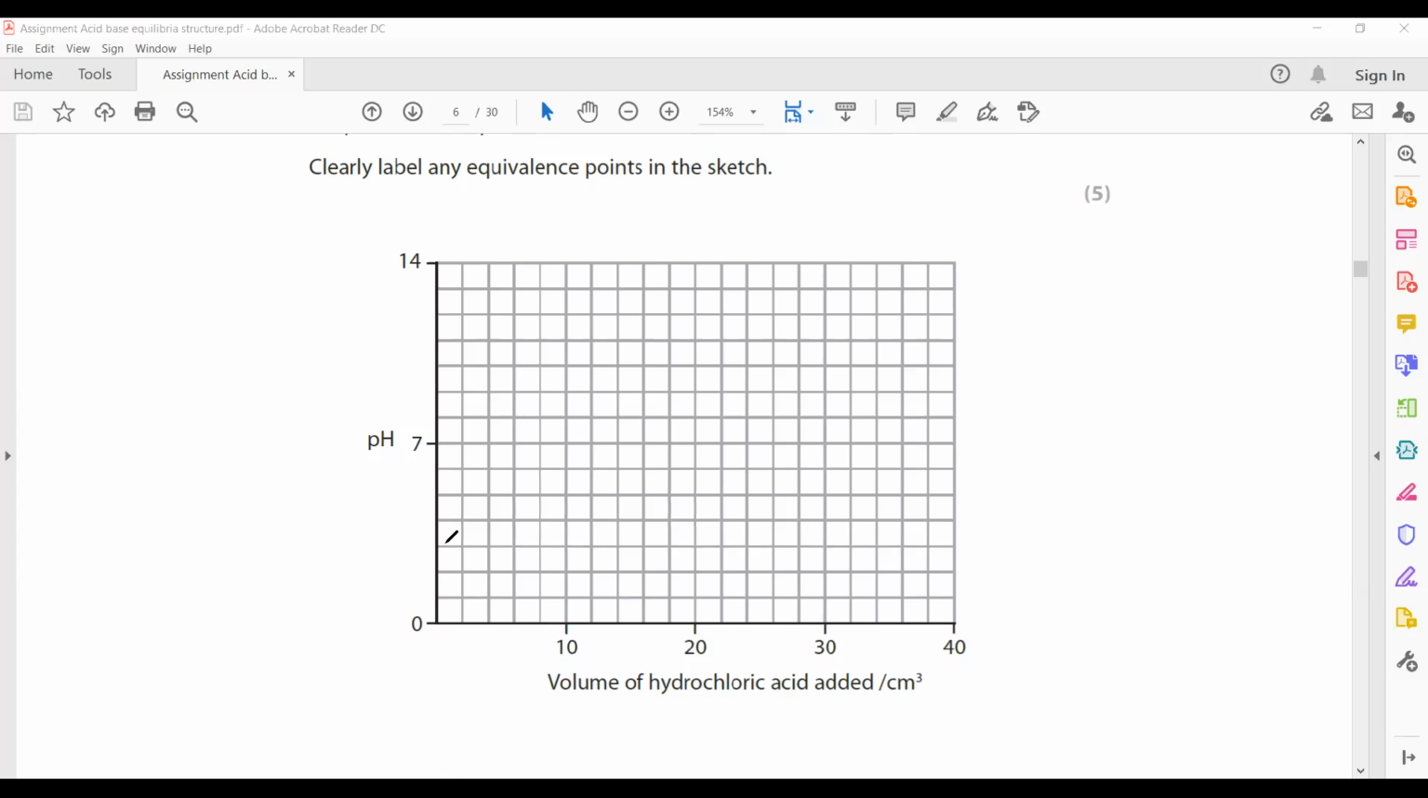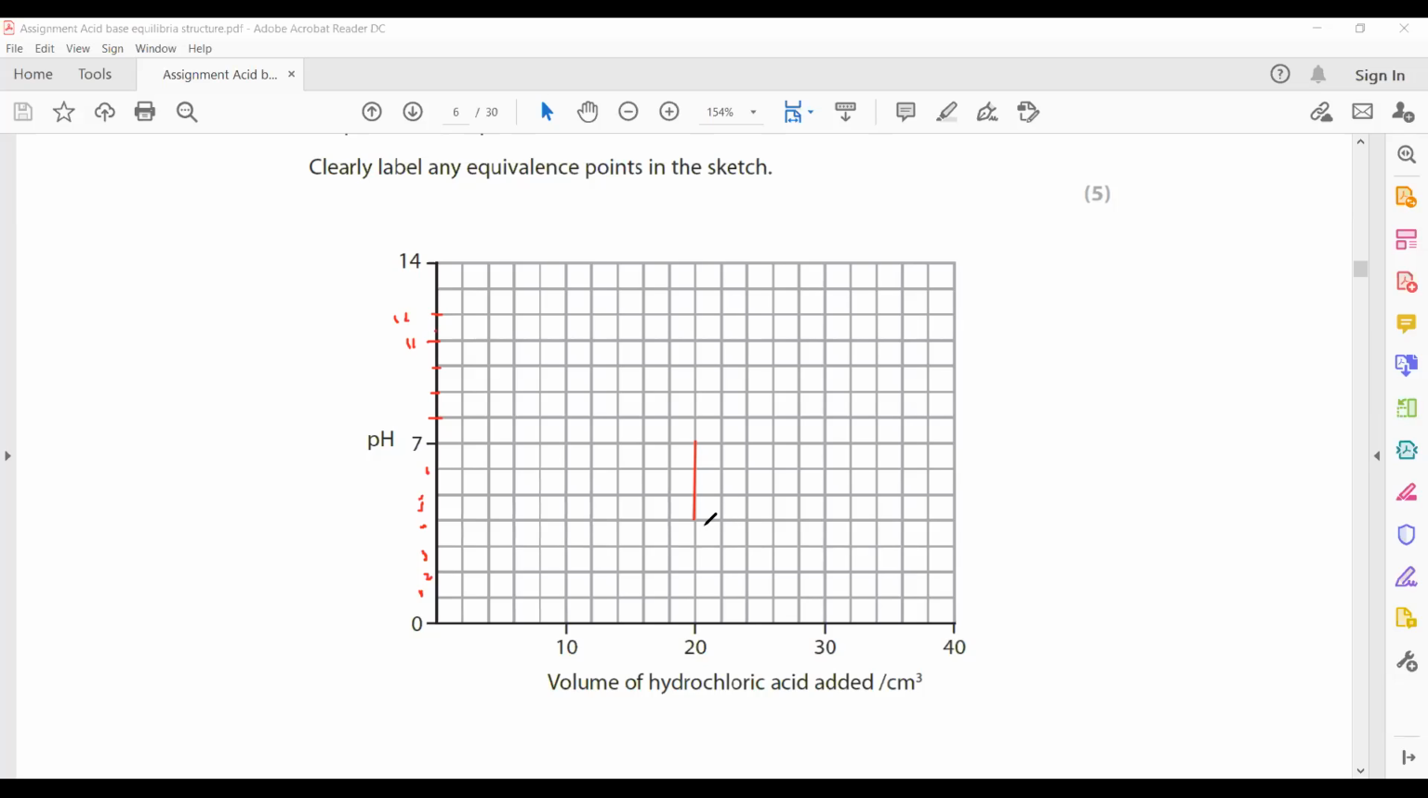So the axes properly labeled. This is 1, 2, 3, 4, 5, 6, 7. So vertical part from 4 to 7, and the equivalence point. And it started at 11.3. So this is 8, 9, 10, 11 and 12. So between 11 and 12, like 11.3.